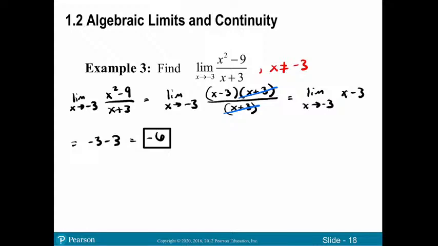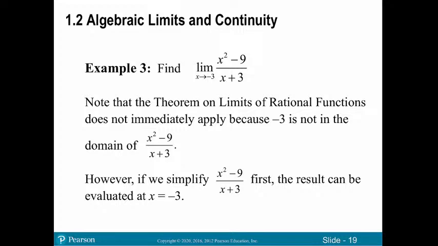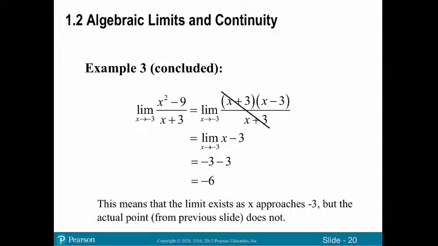Note that the theorem on limits of rational functions does not immediately apply because -3 is not in the domain. However, if we simplify first, the result can be evaluated at -3, which is what we did. The x plus 3's cancel, and you see the -6. This means that the limit exists as x approaches -3, but the actual point from the previous slide does not exist.